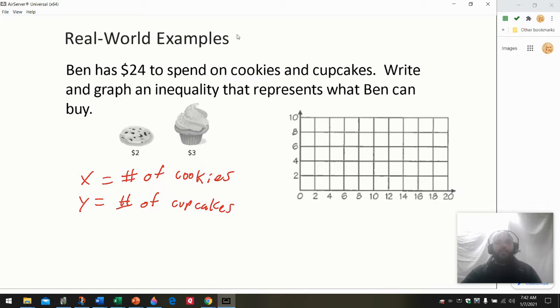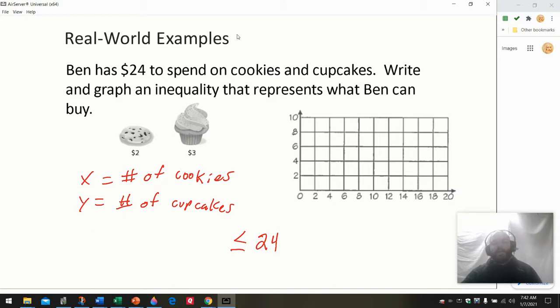Now, the next thing we need to do is to write the inequality that represents what Ben can buy. So it does say that he is capped at $24. So that means whatever he spends, which we'll write that part in a second, but whatever he spends has to be less than or equal to $24.